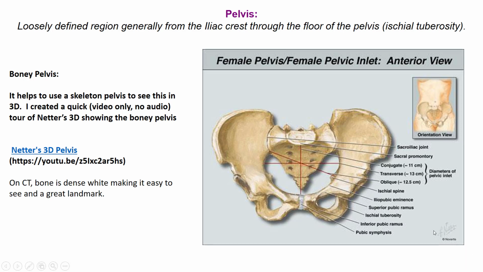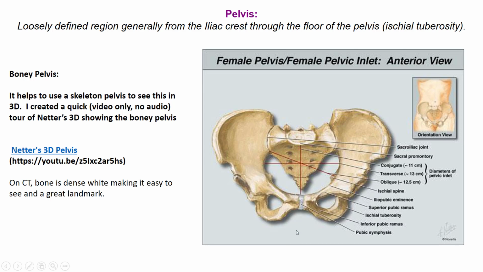The pelvis is generally defined as the area from the top of the iliac crest, the iliac wings here, to the bottom of the ischial tuberosities here. And so we'll study the anatomy that is contained within that area.